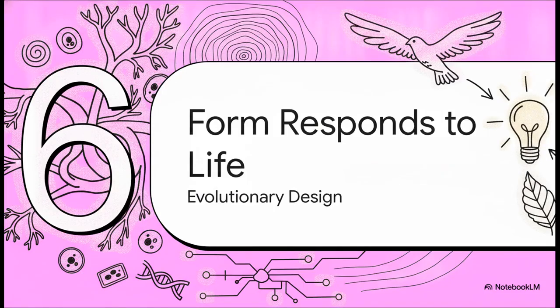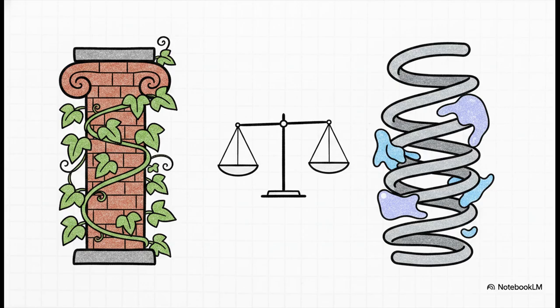Part 6. Form responds to life. Which brings us to the ultimate synthesis of our journey today. The fundamental takeaway about biology and evolutionary design is that form always responds to life. It's truly that simple. Plant cells win on support. Animal cells win on flexibility. One is absolutely not a better or more advanced version of the other. They are just different answers to different problems. They use the exact same basic living toolkit to solve totally different life challenges.